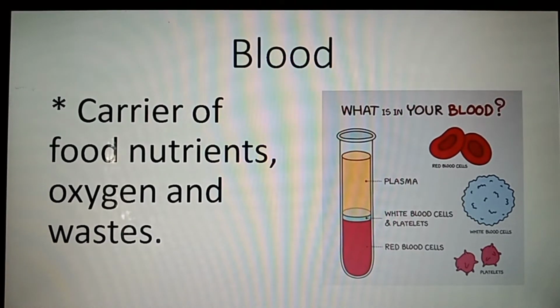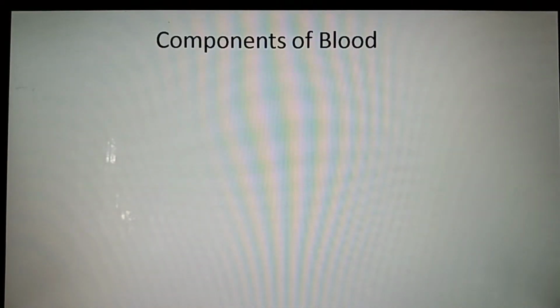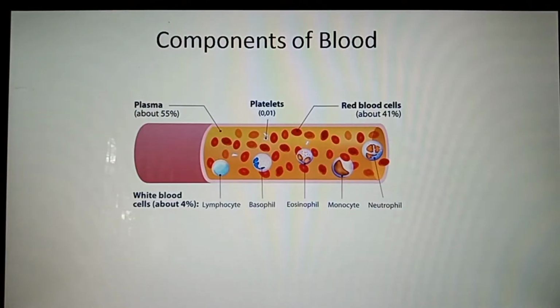So for clearer understanding of the components of the blood, here is the diagram of the components of the blood. As you can see, grade 6, the plasma is about 55% of the blood. It is the liquid part of the blood. So, 55% na pinakamarami sa ating dugo.